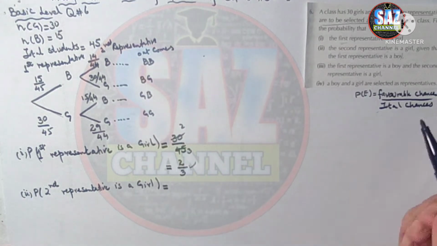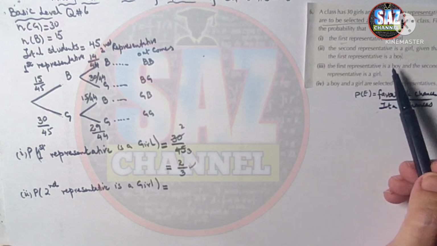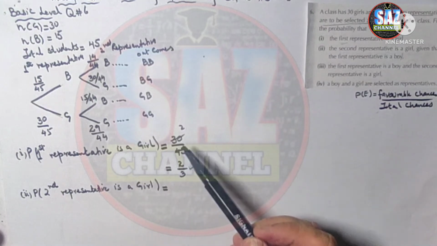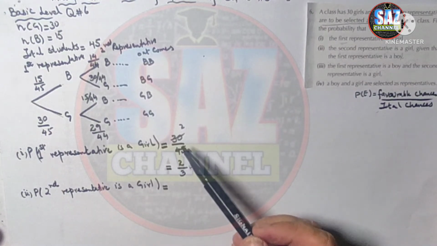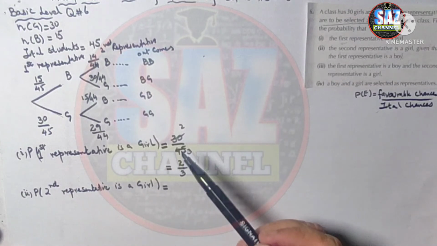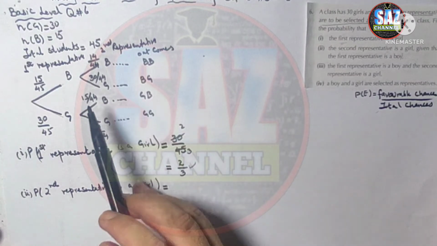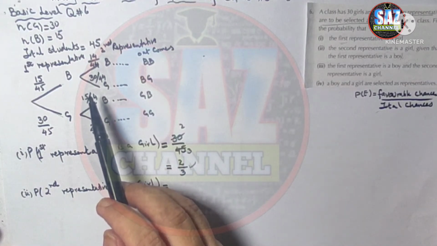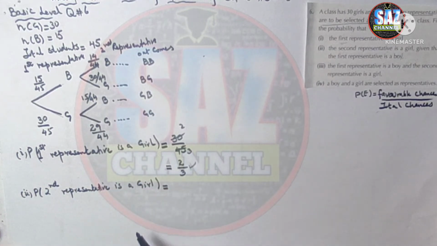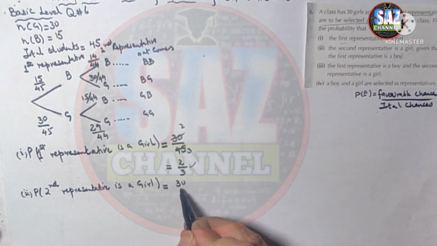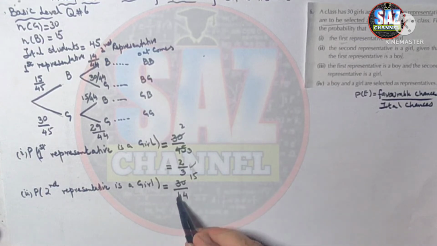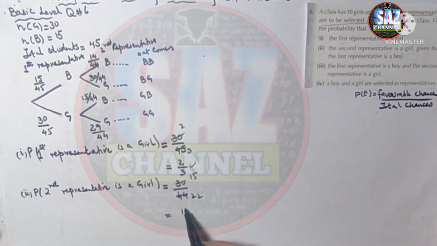Now try to understand that the second representative that we have to choose has to be a girl. Choices for the first representative to be a girl are 30 by 45. So for the second representative to be a girl, what will be the chances? That will be 30 by 44.